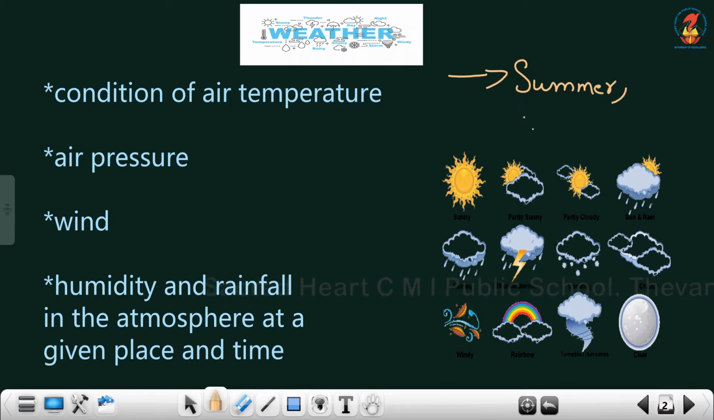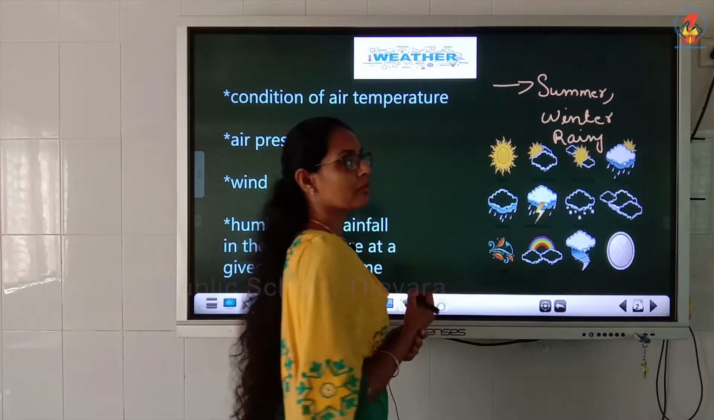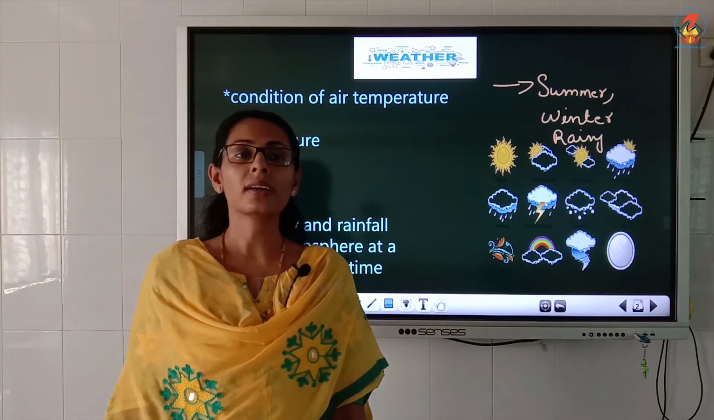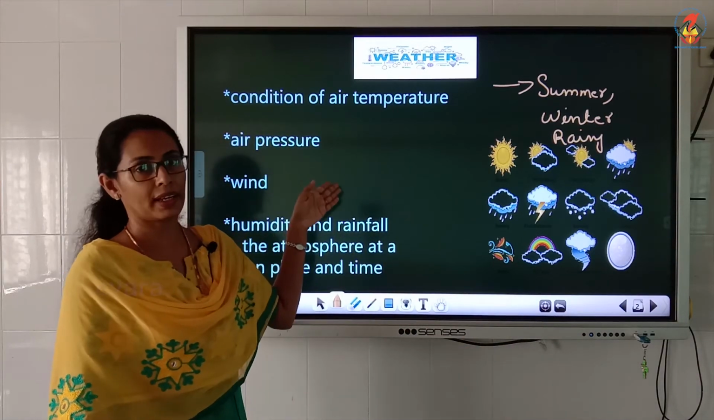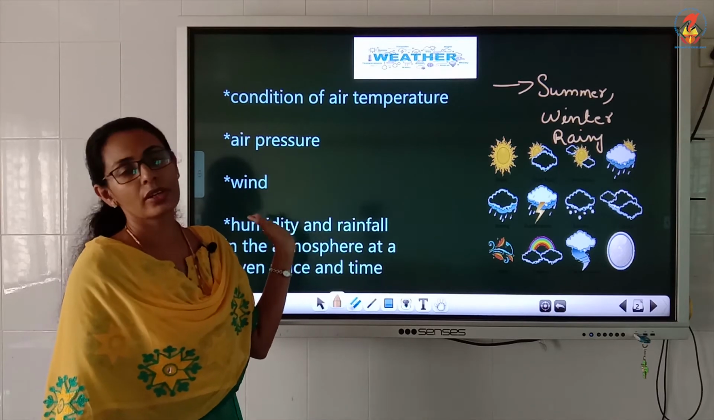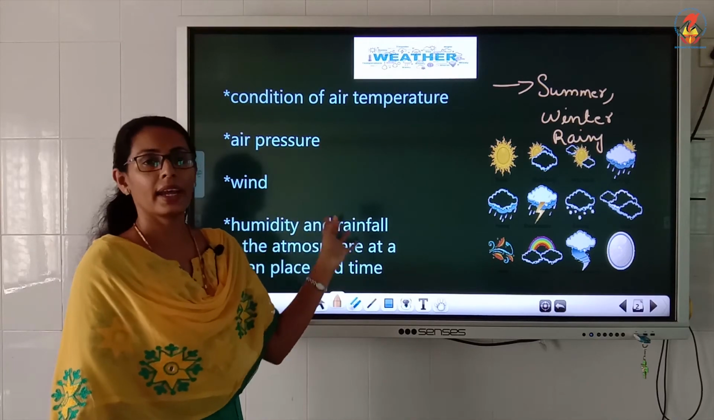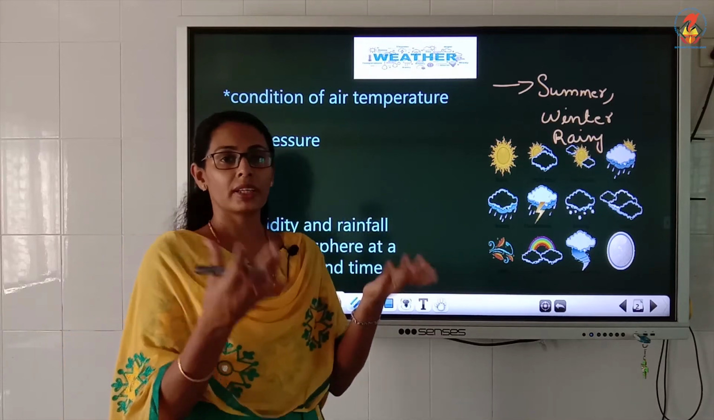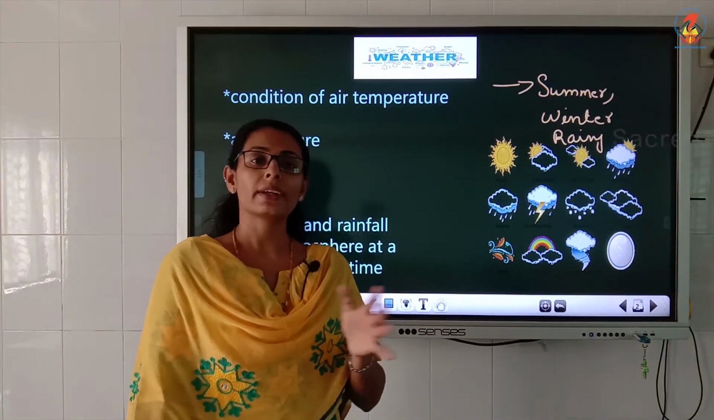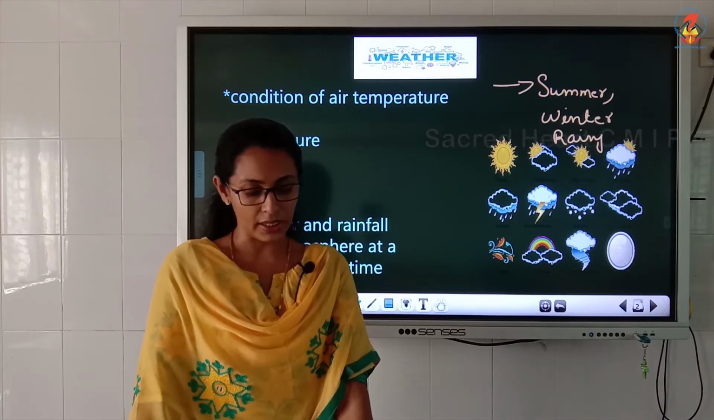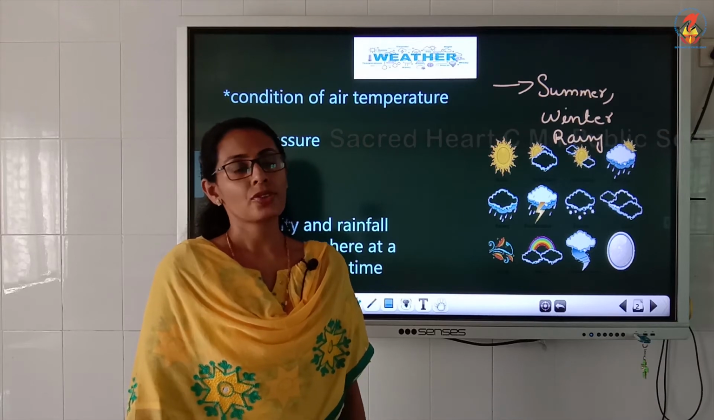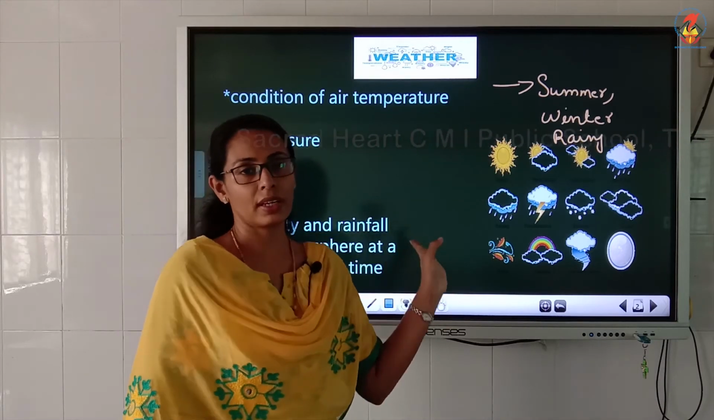We have summer, winter season, then rainy season, all because of these changes in the weather conditions. If any one matter changes, air temperature, wind, humidity or rainfall, then the weather conditions also change, so that causes the seasons. Normally we have summer, winter and monsoon, that is the rainy season. So this all happens because of these weather conditions.